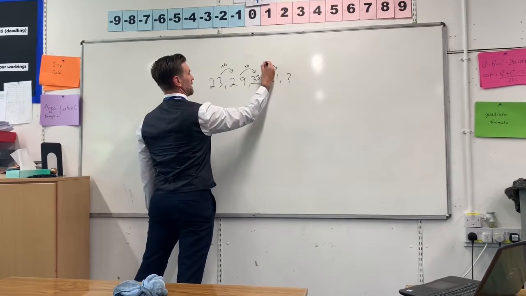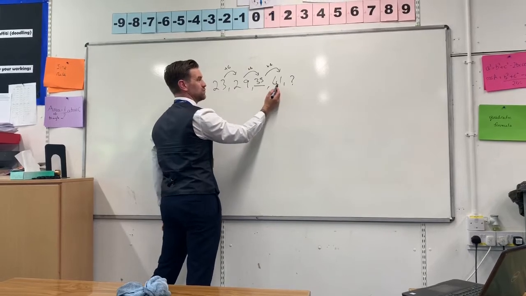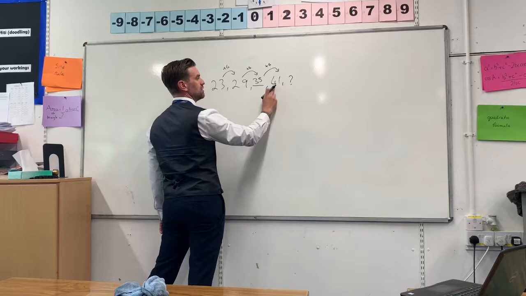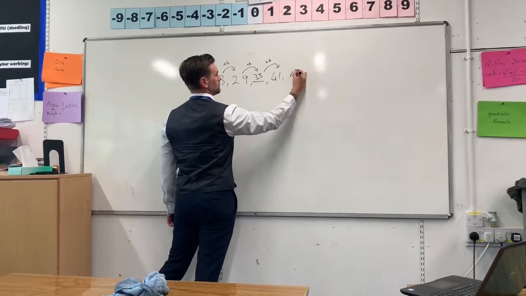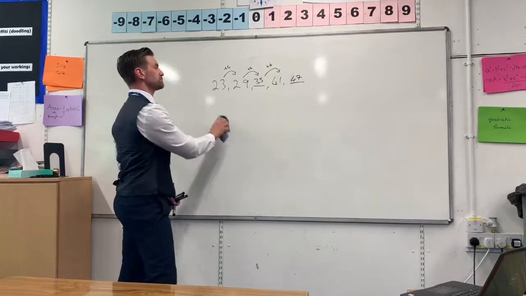I'm going to now put that one up by 6, and I hope when I add 6 to this, it's going to equal 41, because that's what I've been given, and it does. So I'm happy that the add 6 rule is correct. 41 add 6 is 47. So 35 and 47.